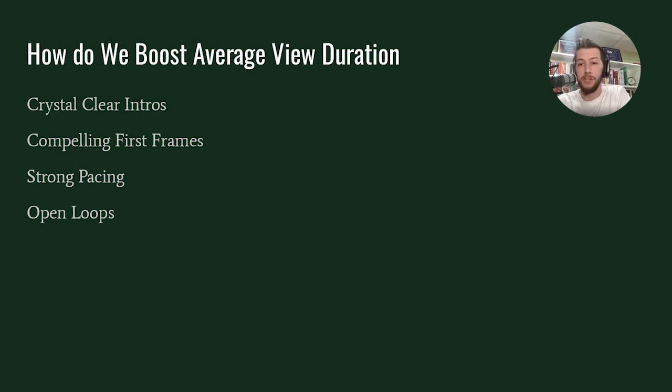So how do we boost average view duration? That is the question that we're trying to answer today, specific to our short form vertical videos. The starting thing, and if you want to turn off your ears, stop everything else: crystal clear intros. Crystal clear intros. We also need a compelling first frame of the video. We also need strong pacing. We also need to know how to create open loops. But crystal clear intros, which I'm going to talk about a little bit more in a second, are the thing to be optimizing for. Some people call this hooks. We call them crystal clear intros.